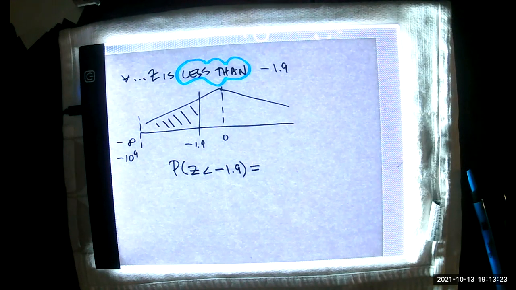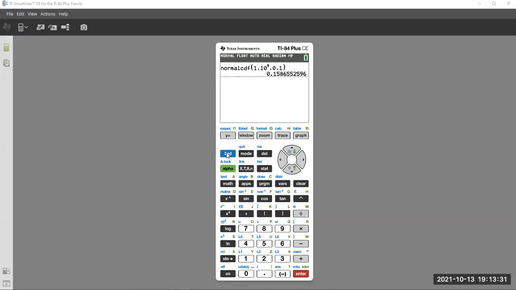Let me share. And back to the distribution, normal CDF. The lower limit this time, and you got to be careful. If you put in a negative, you're going to get an error. If you put in a subtraction, you'll have an error message generated. You need to make sure you use the negative.